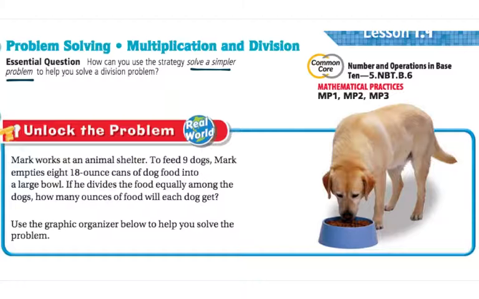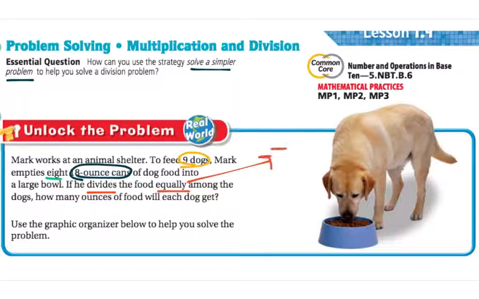So let's get going. Mark works in an animal shelter to feed 9 dogs. Mark empties 18-ounce cans of dog food into a large bowl. If he divides the food equally among the dogs, how many ounces of food will each dog get?